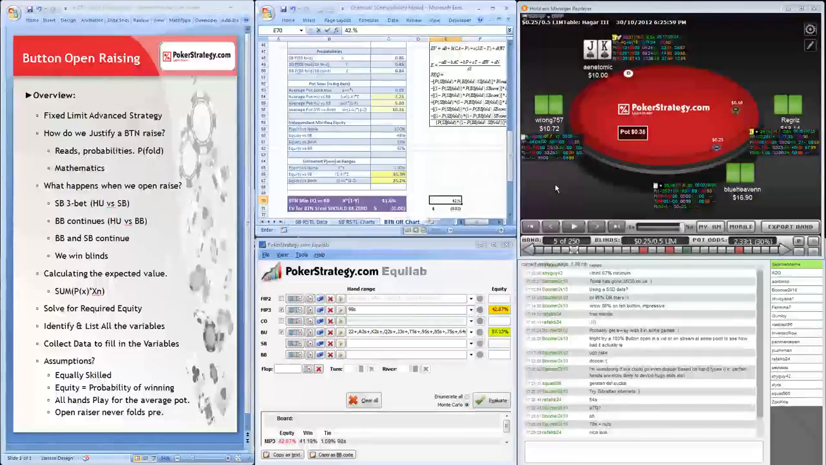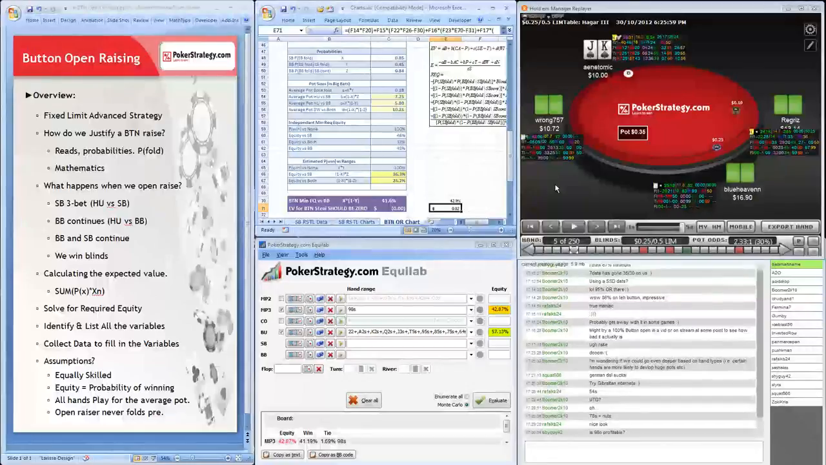If we put in 42.9, we can see that we're making about 2 cents per hand when we choose to play this, right? And this assumes all players are equally skilled, right? It means we're not any better than our opponents, right? We're not any worse as well. Is 9/8 offsuit profitable? We can look at that for sure.